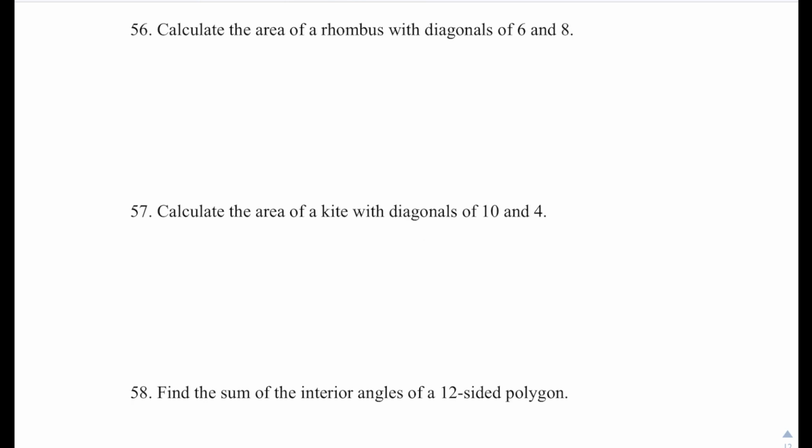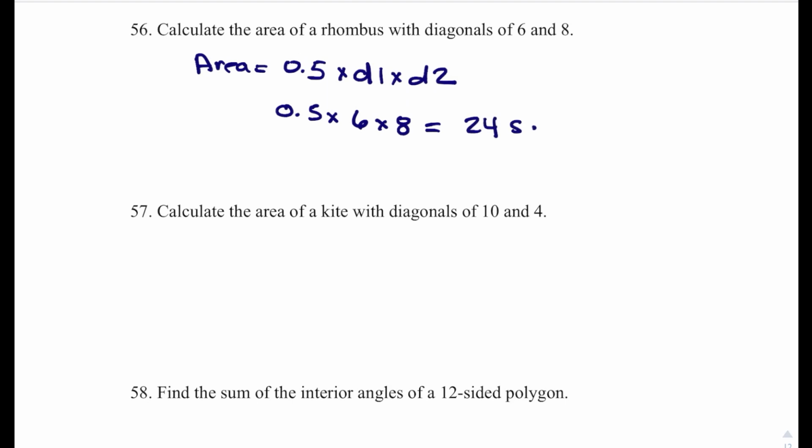Calculate the area of a rhombus with the diagonals of 6 and 8. So we need to remember this equation. Area equals 0.5 times diagonal 1 times diagonal 2. So we'll just plug it in, 0.5 times 6 times 8. We can plug that into our calculator and we're going to get 24 square units.